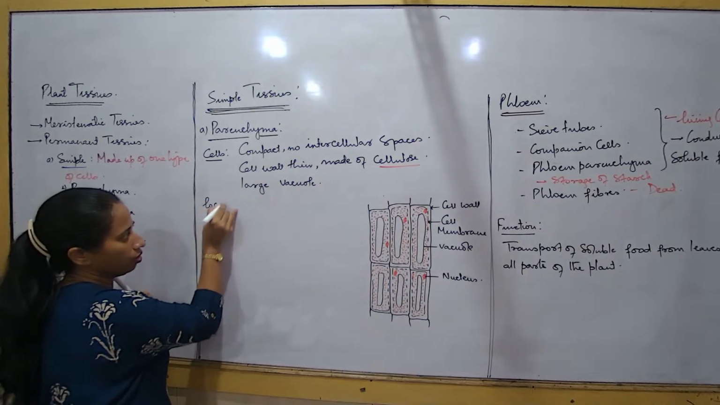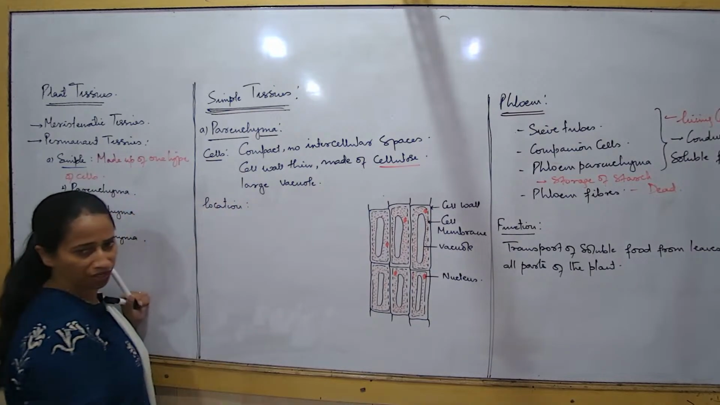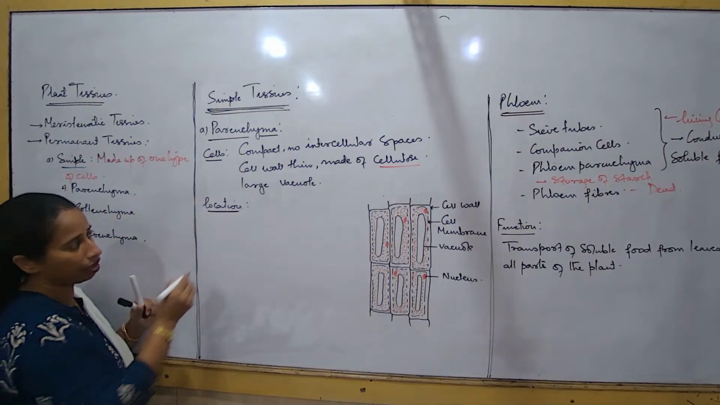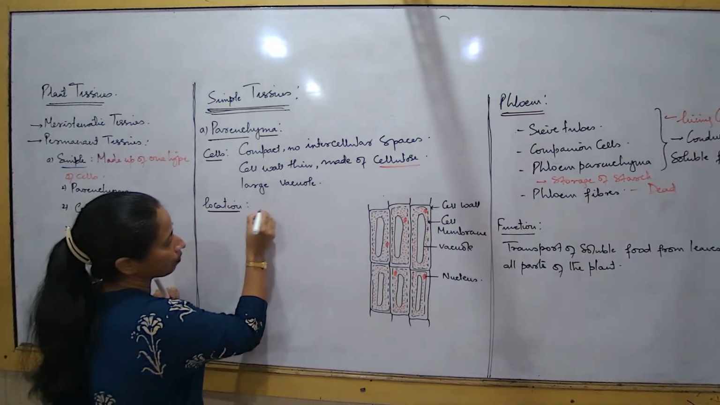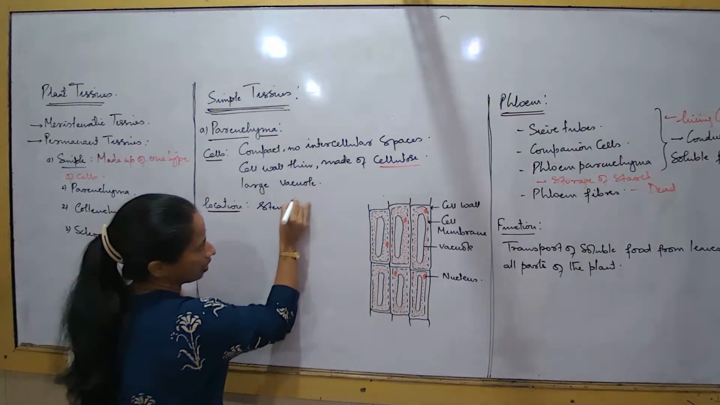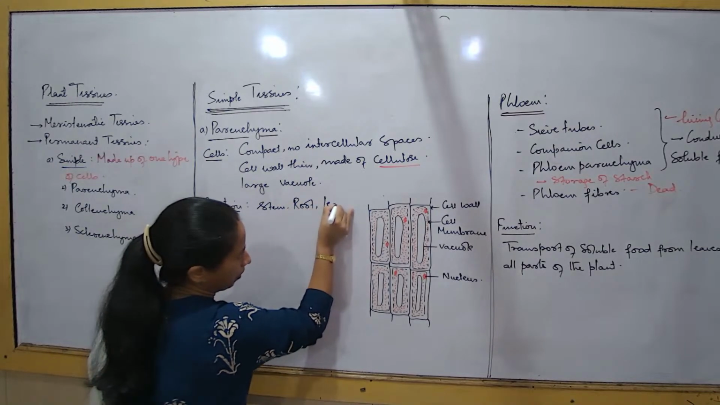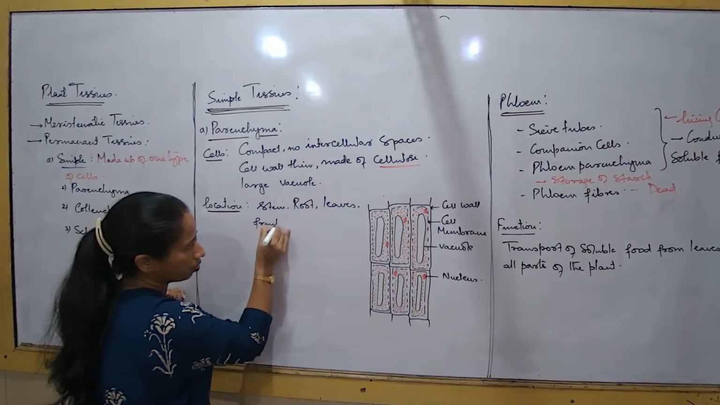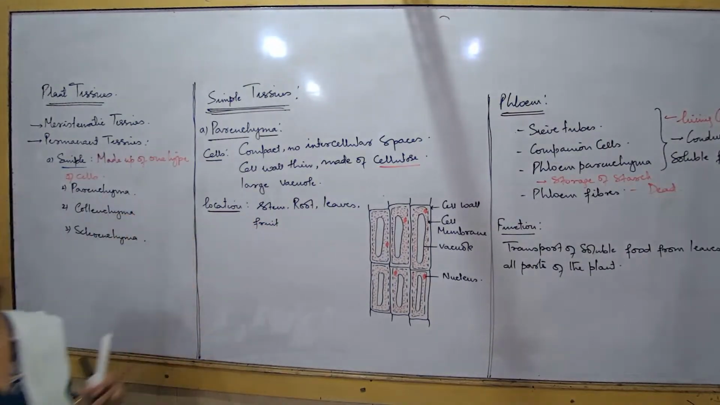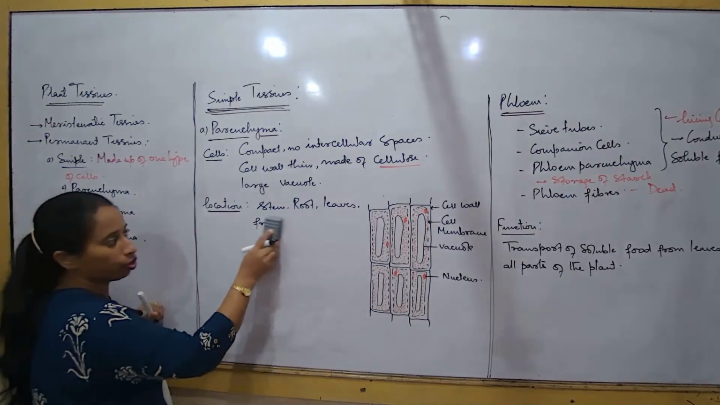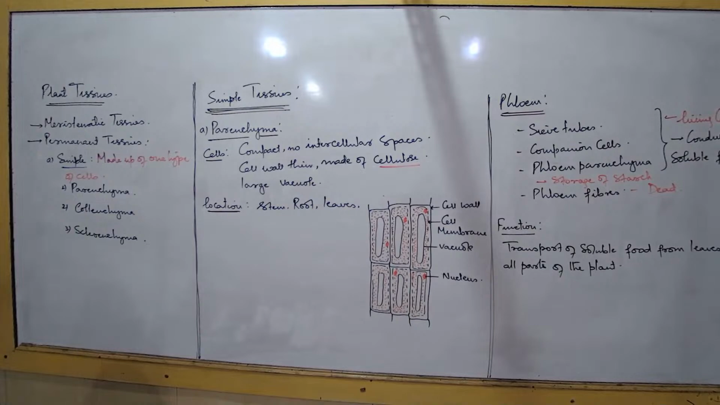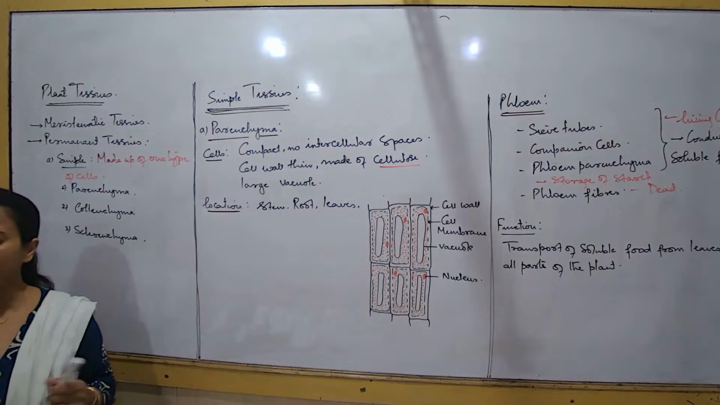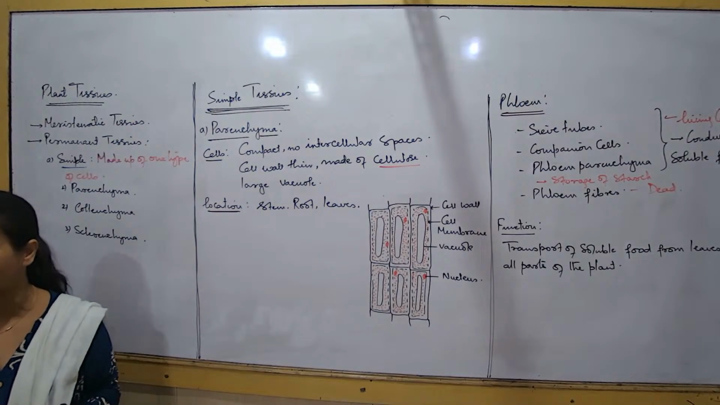What about their location, if I have to mention? If I talk about the parenchyma, they would be present in the stem, in the root, in the leaves. Then they would be forming the fruit. The pulp of the mango that you eat is parenchyma. The potato that you eat is parenchyma. The beetroot that you eat is parenchyma. The carrot that you eat is parenchyma.